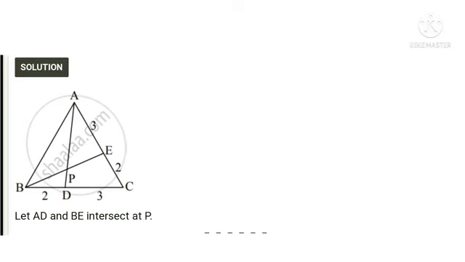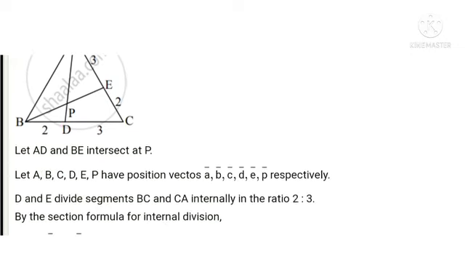Draw triangle ABC first, in which D and E divide the sides in the ratio 2:3 as given. Suppose that AD and BE intersect at point P. Now students, we suppose the position vectors A bar, B bar, C bar, D bar, E bar and P bar are the position vectors of points A, B, C, D, E and P respectively.